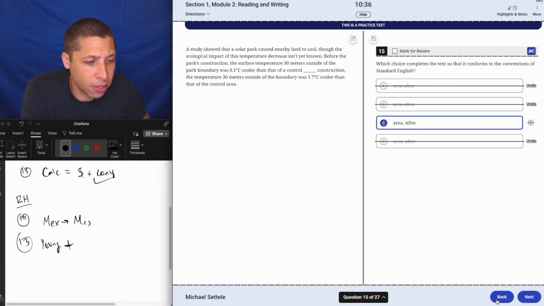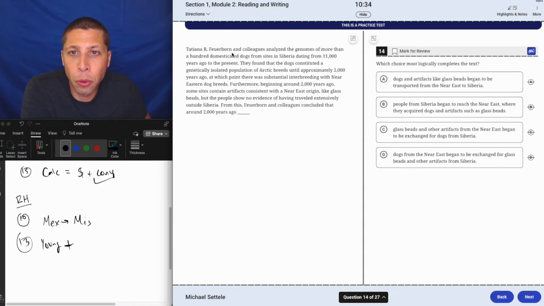And this is my last of these. Yeah, okay. Tatiana Feuerborn and colleagues analyzed the genomes of more than 100 domesticated dogs from sites in Siberia dating from 11,000 years ago to the present. They found that the dogs constituted a genetically isolated population of Arctic breeds until approximately 2,000 years ago, at which point there was substantial interbreeding with Near Eastern dog breeds. Furthermore, beginning around 2,000 years ago, some sites contain artifacts consistent with a Near East origin, like glass beads, but the people show no evidence of having traveled extensively outside of Siberia. From this, Feuerborn and colleagues concluded that around 2,000 years ago, they started trading.